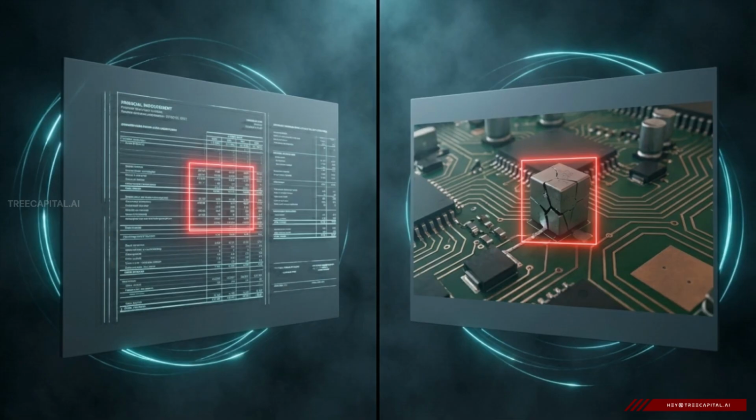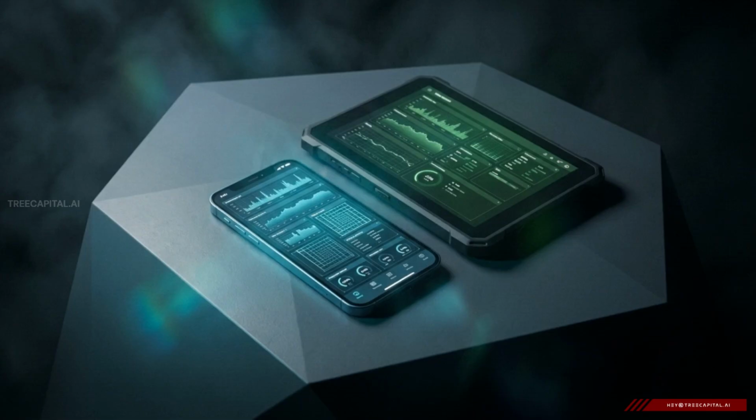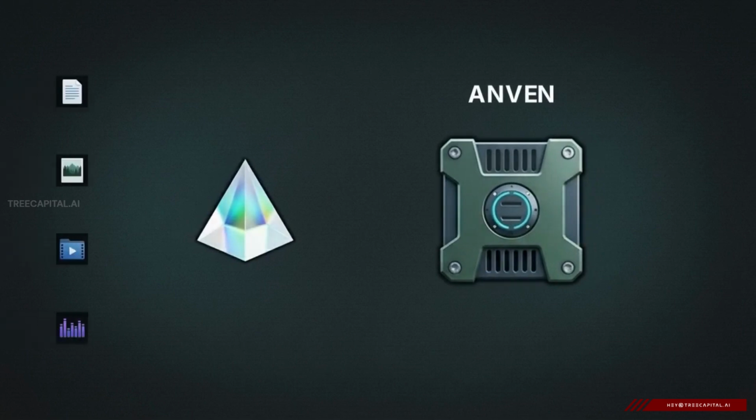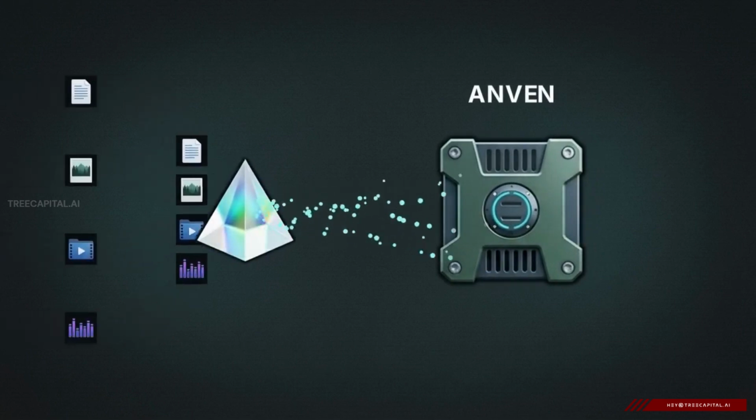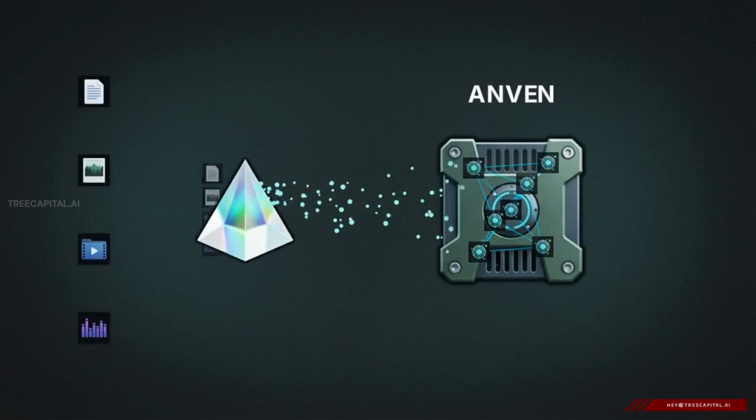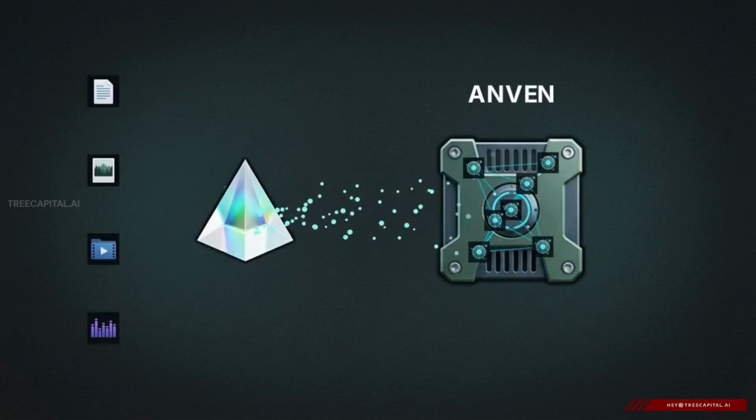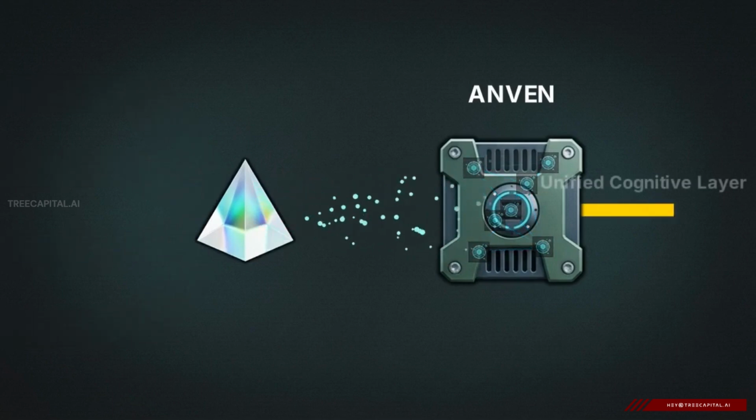In practice, this enables a model to handle complex visual logic, such as automated document auditing or circuit analysis, while running securely on-device at the enterprise edge. By replacing modular add-ons with a native late fusion architecture, Anven allows organizations to process multi-format data as a single unified cognitive layer.